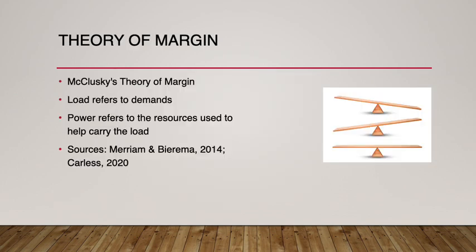The fourth targeted concept is theory of margin. McCluskey's theory of margin is a formula that addresses motivation as a measure of how many resources or power the learner has to offset the demands or the load that potentially diminish motivation for learning. Using this formula, one's margin in life in accomplishing goals increases when the resources available outweigh the load one carries.